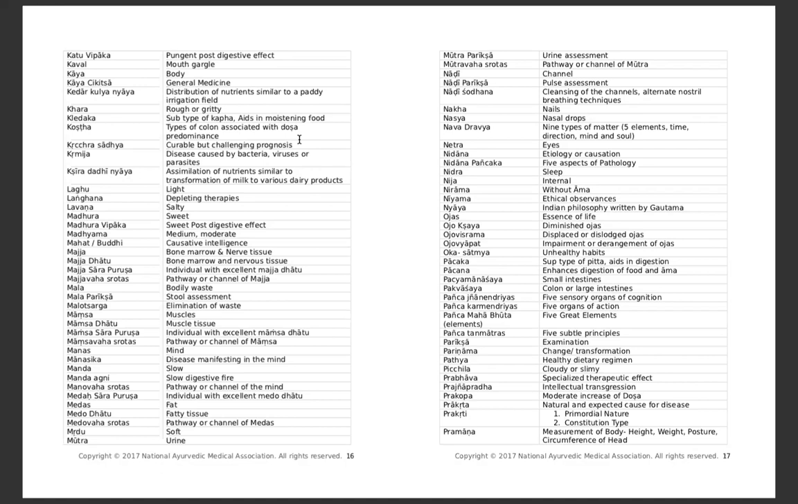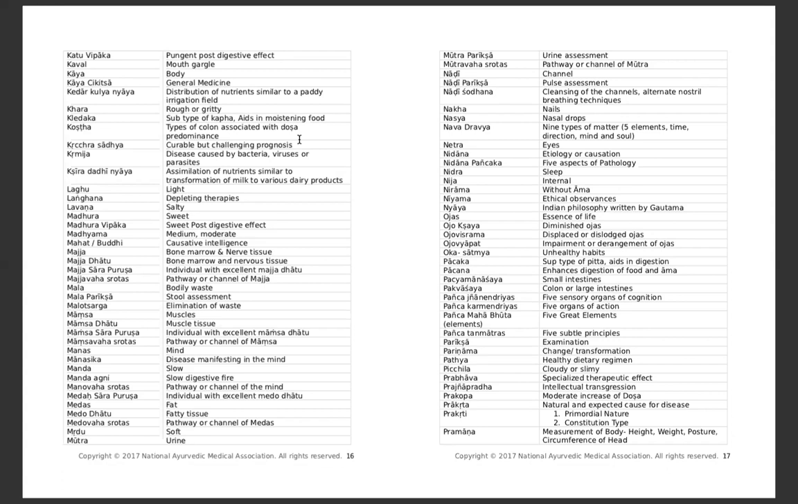Then there's kruchra sadhyam. It's a hard word to say. Kruchra sadhyam, which is curable, something that's curable but challenging to cure. So kruchra, the word itself, means causing trouble, painful, miserable, calamitous, dangerous. Those are some synonyms for kruchra. Kruchra sadhyam. Krimija. Krimija is that which is caused by bacteria, viruses, or parasites. That which is born of. Ja means that which is created by or born of. Krimija.